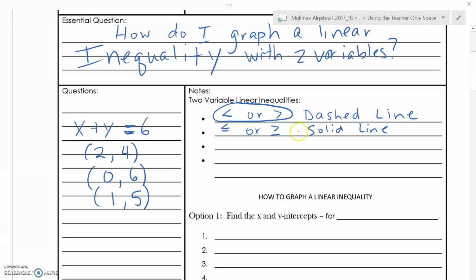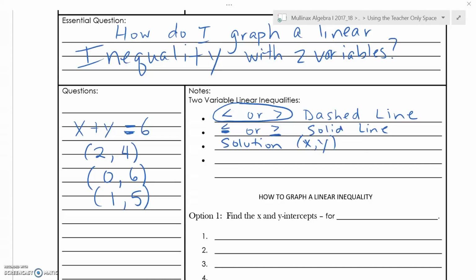The solid line is when the points on the line are solutions because we're using a symbol such as less than or equal to or greater than or equal to. Remember, a solution is an x, y ordered pair that works when you plug it into the inequality or the equation. It makes a true statement.